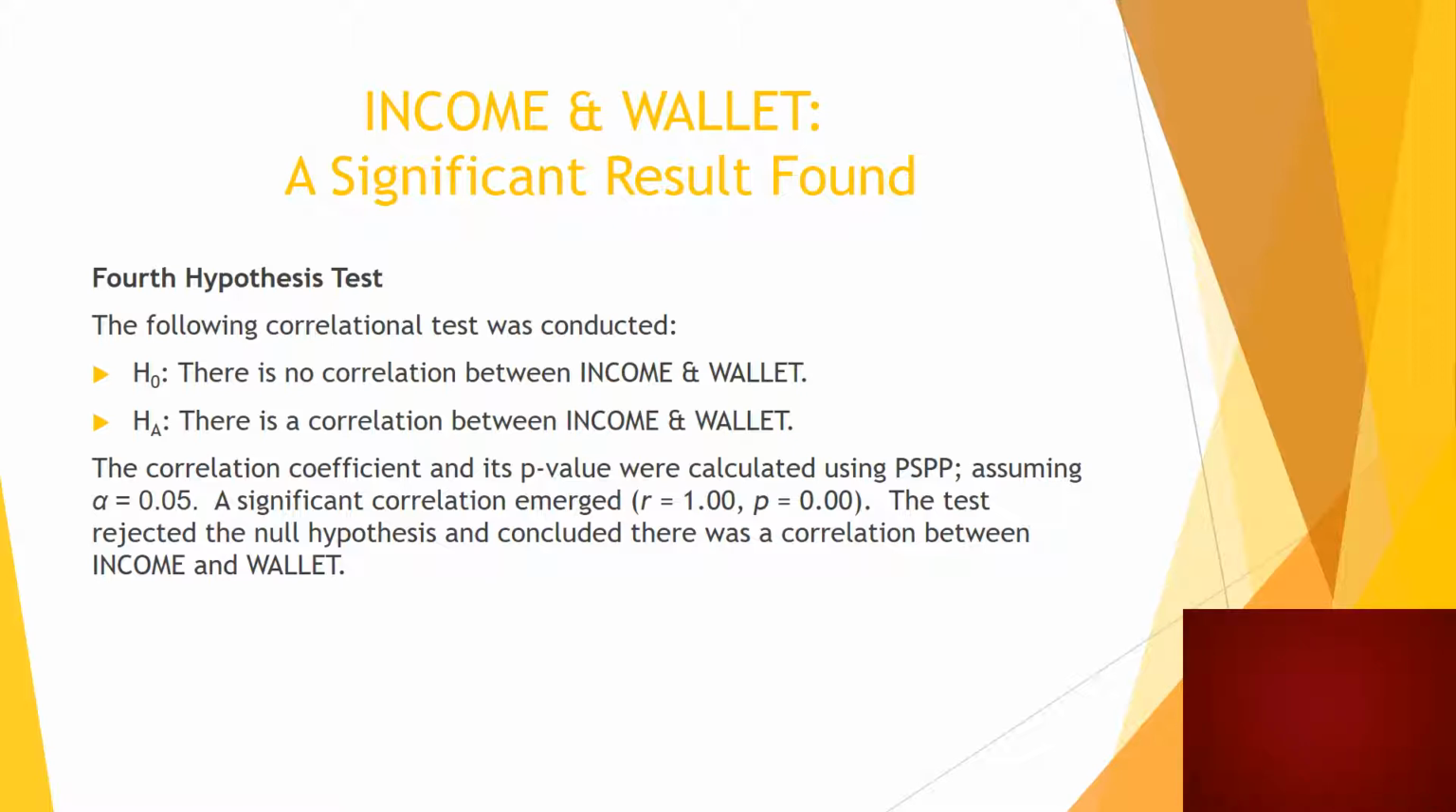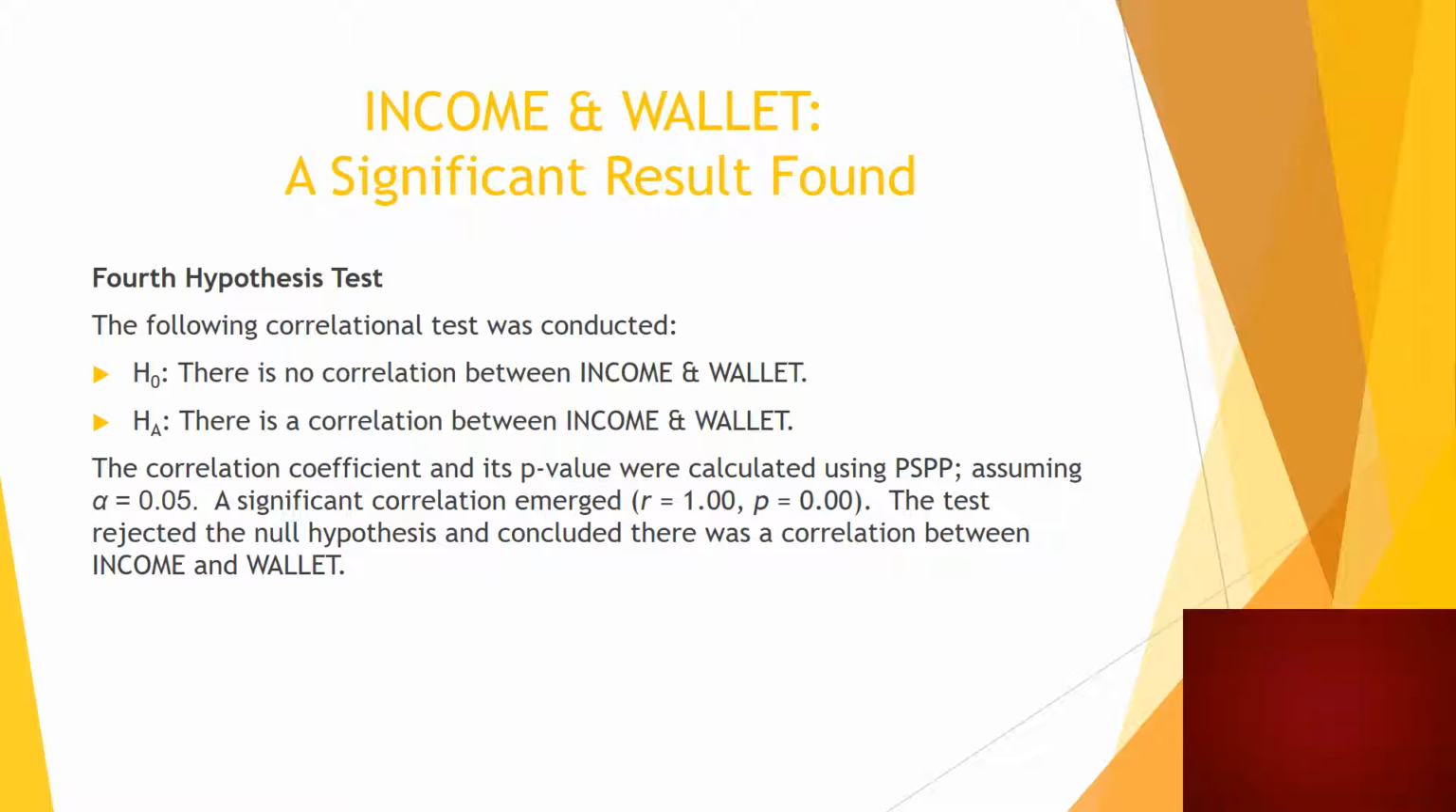On our fourth testing, we looked at income and wallet, and we did find a significant result here. Wallet, I should just mention briefly, is not quite as obvious as the other variables, but wallet was how much money an individual or participant reported that they carried, the average amount of cash or money that they carried in their wallet with them.